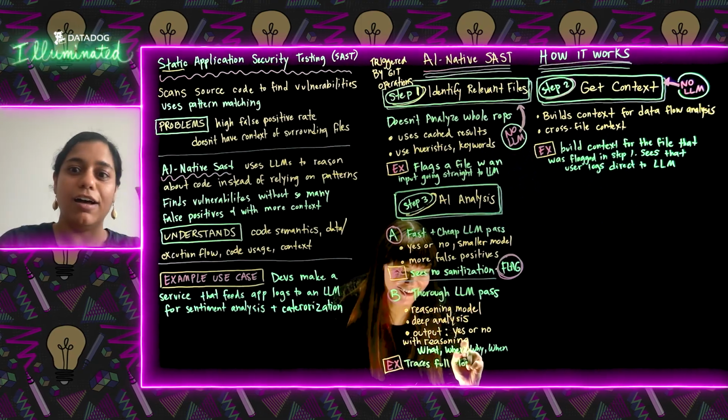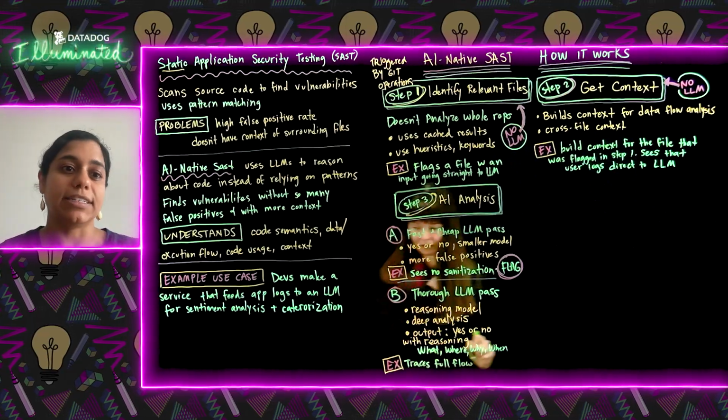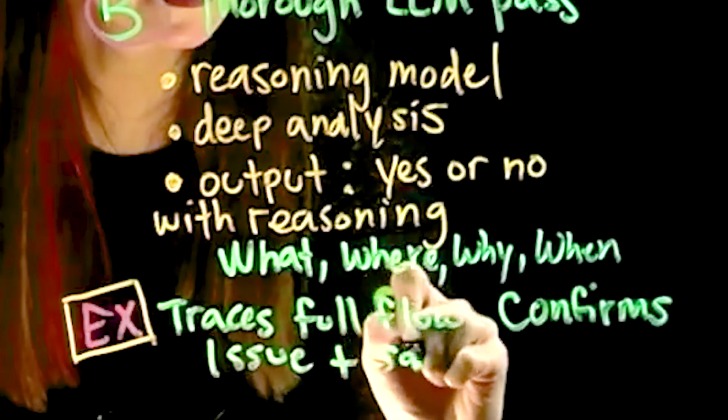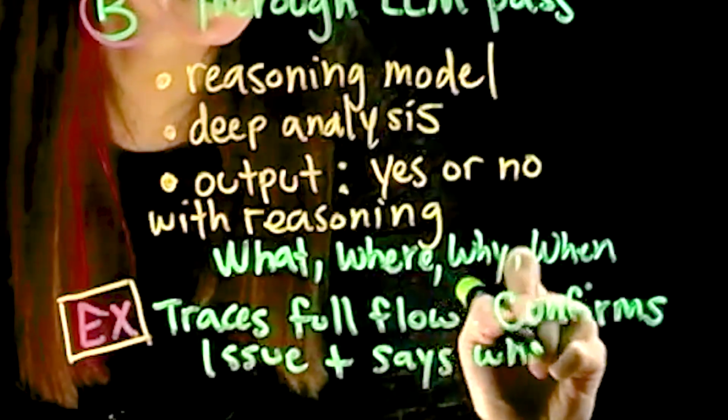Okay. Yep. So in our case, it ended up telling the developer, your input that is being read from here in this file over here is being directly passed into this LLM call that's happening in these files, 4 or 5 files down. This is an issue, and this is why it's an issue. Confirms issue with reasoning and says why. There is kind of a step 4 here, our final catch-all, post-processing stage.